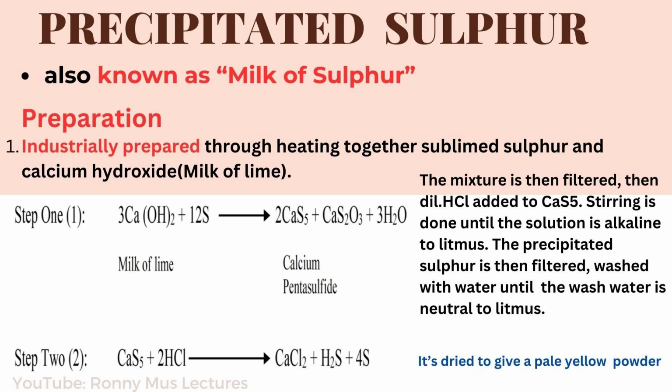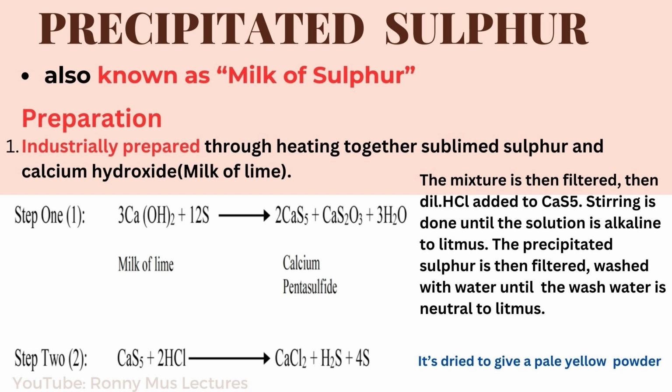Then we look at precipitated sulfur. It is also known as milk of sulfur. How is it prepared? Industrially, it is prepared through heating together sublimed sulfur and calcium hydroxide. The reactions are shown there. So what you'll get is calcium pentasulfide.